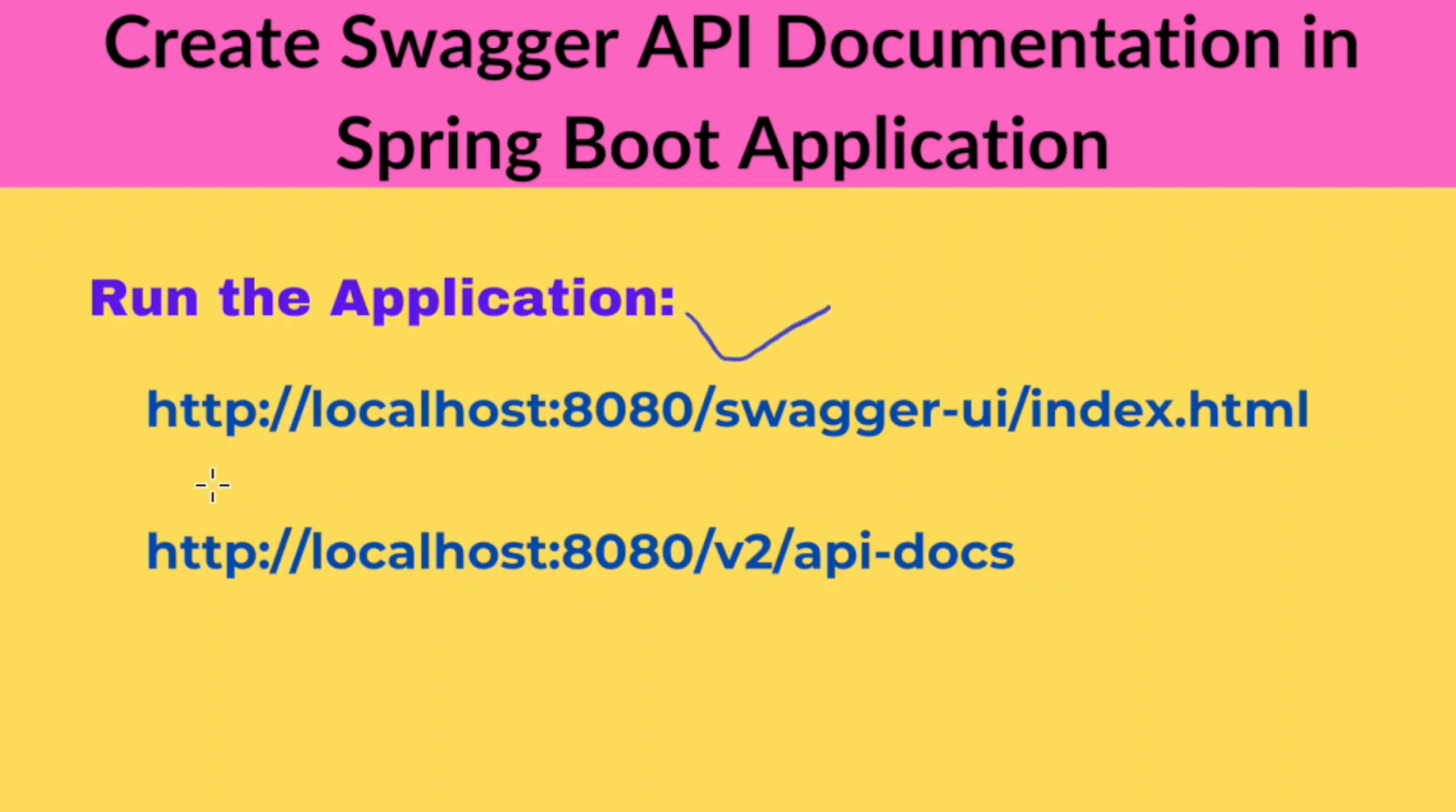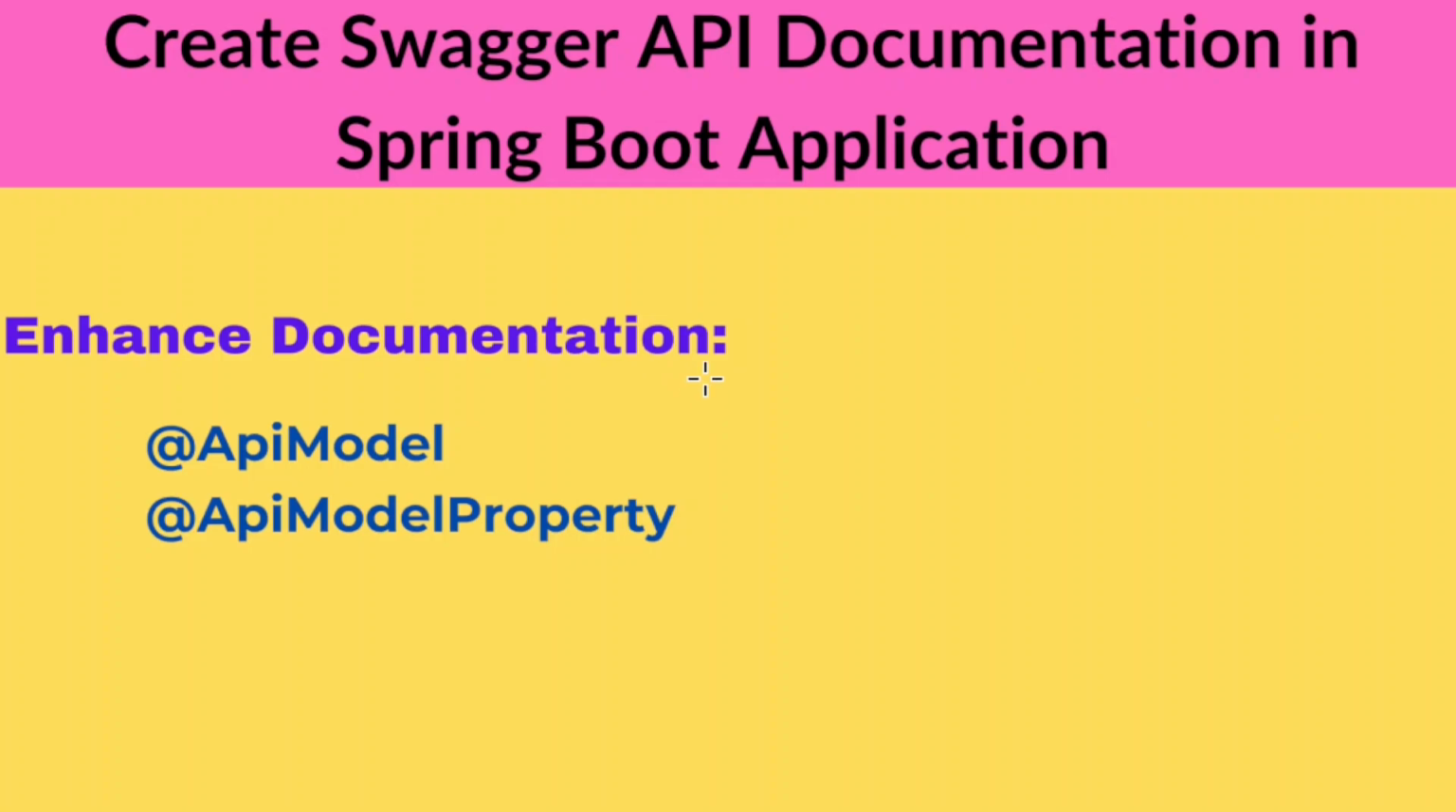Access the Swagger API documentation at http://localhost:8080/swagger-ui/index.html. View the JSON API documentation at http://localhost:8080/v2/api-docs. And then enhance documentation.